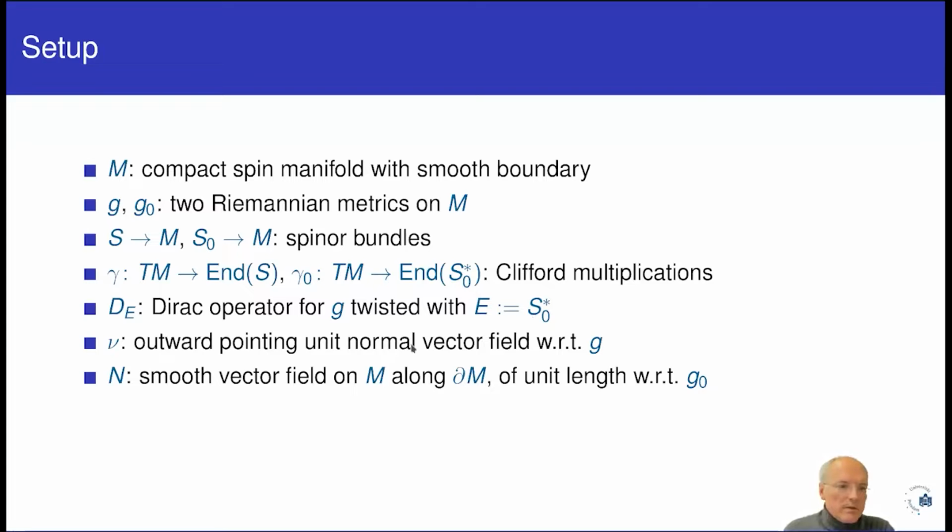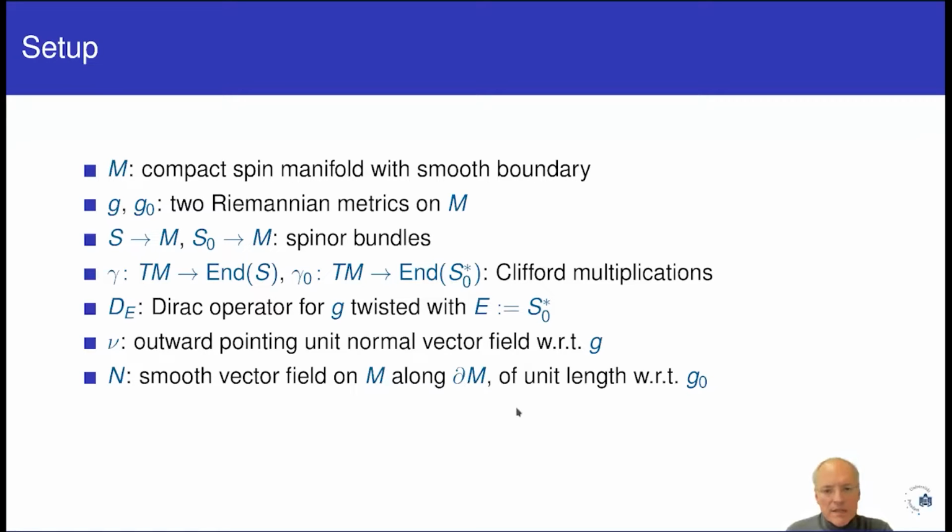And now two more pieces of notation. Nu will denote the outward pointing unit normal vector field with respect to the metric g. And N will be another smooth vector field on M along the boundary, this time of unit length with respect to g naught. So it could be the outward pointing unit normal field with respect to g naught, but it doesn't have to be necessarily. For the moment, it's just some unit vector field with respect to g naught.